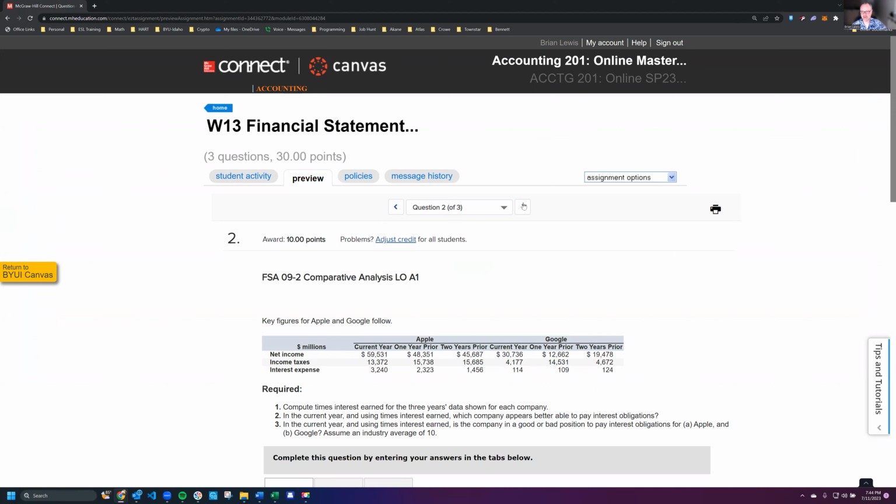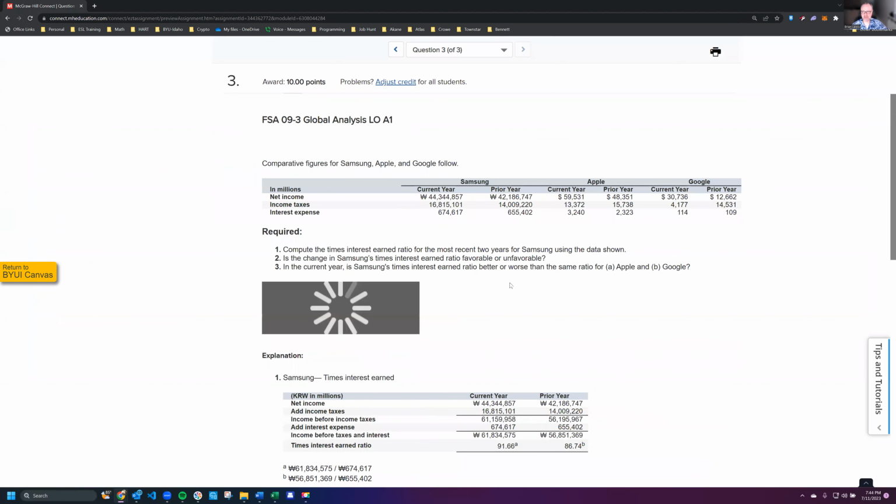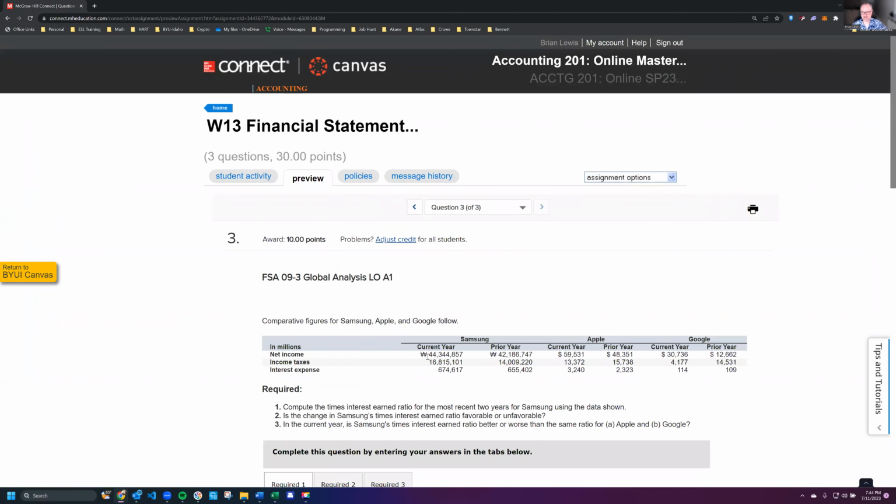All right. Question number 3 is going to set up the same exact information, but this is in won, right? Or Korean. I don't know what Korean is. Anyway, it doesn't matter what it is. It's numbers. So you're going to do the exact same thing. You have net income before taxes and interest expense. So you're going to take 44 million plus the 16 million plus the 0.7 million. That's going to be your numerator. And then you're going to take your denominator and divide it into it. And boom, you're going to have the same information.